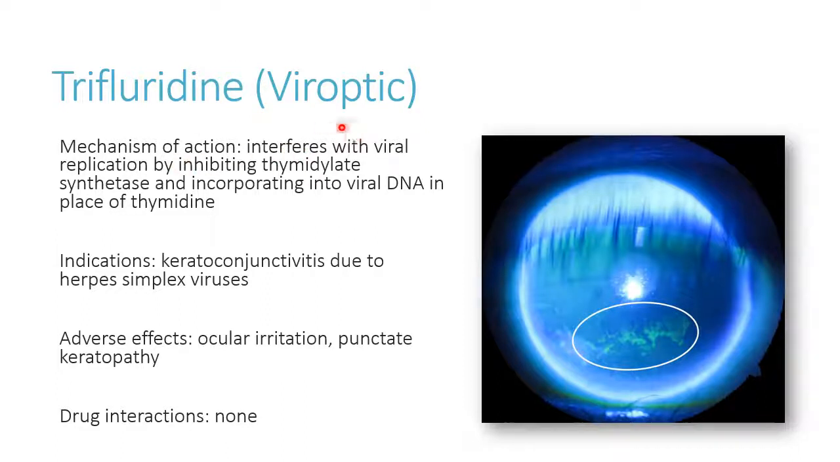Now, trifluridine, or Viroptic, is oftentimes going to be used for herpes simplex virus when patients develop keratoconjunctivitis. The one thing that's interesting to note is that as far as adverse effects go, it develops a punctate keratopathy. So if you're using a Woods lamp or something, you'd actually be able to see that. Again, not anything to do with the disease, but actually due to the treatment that we're administering to the patient. Okay.